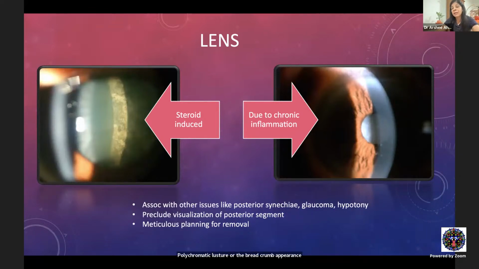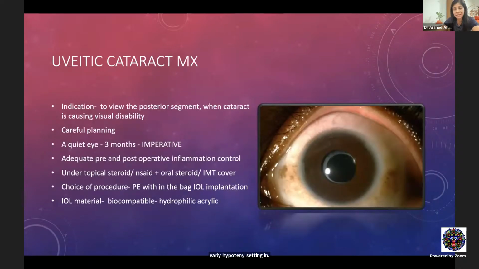Now, any cataract is visually significant, but in a uveitis patient, it is all the more challenging. Surgery is more complex because you have other issues associated, like posterior synechiae. It may already be a glaucomatous eye, or there may even be early hypotony setting in. So meticulous planning for removal of these opacities is important. Management of uveitic cataracts is a very important issue, also to maintain quiescence of inflammation.